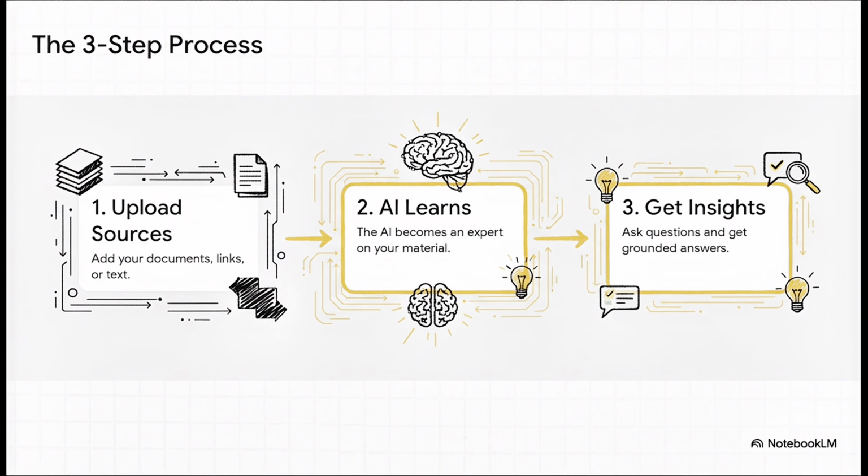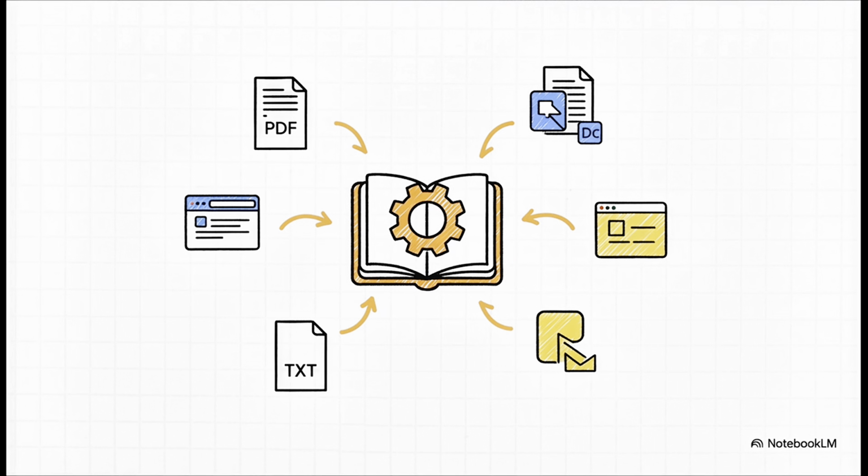So how do you even get started? It's super simple, really just a three-step process. First, you upload your sources. Second, the AI basically crams and studies all that material to become an expert on it. And third, you just start asking questions and get those reliable, grounded insights. It's designed to be completely intuitive. And what you can feed it is pretty impressive. We're talking your standard PDFs and text files, sure, but also live websites, your Google Docs, and even Google Slides. That kind of flexibility means it can probably slide right into whatever workflow you're already using.